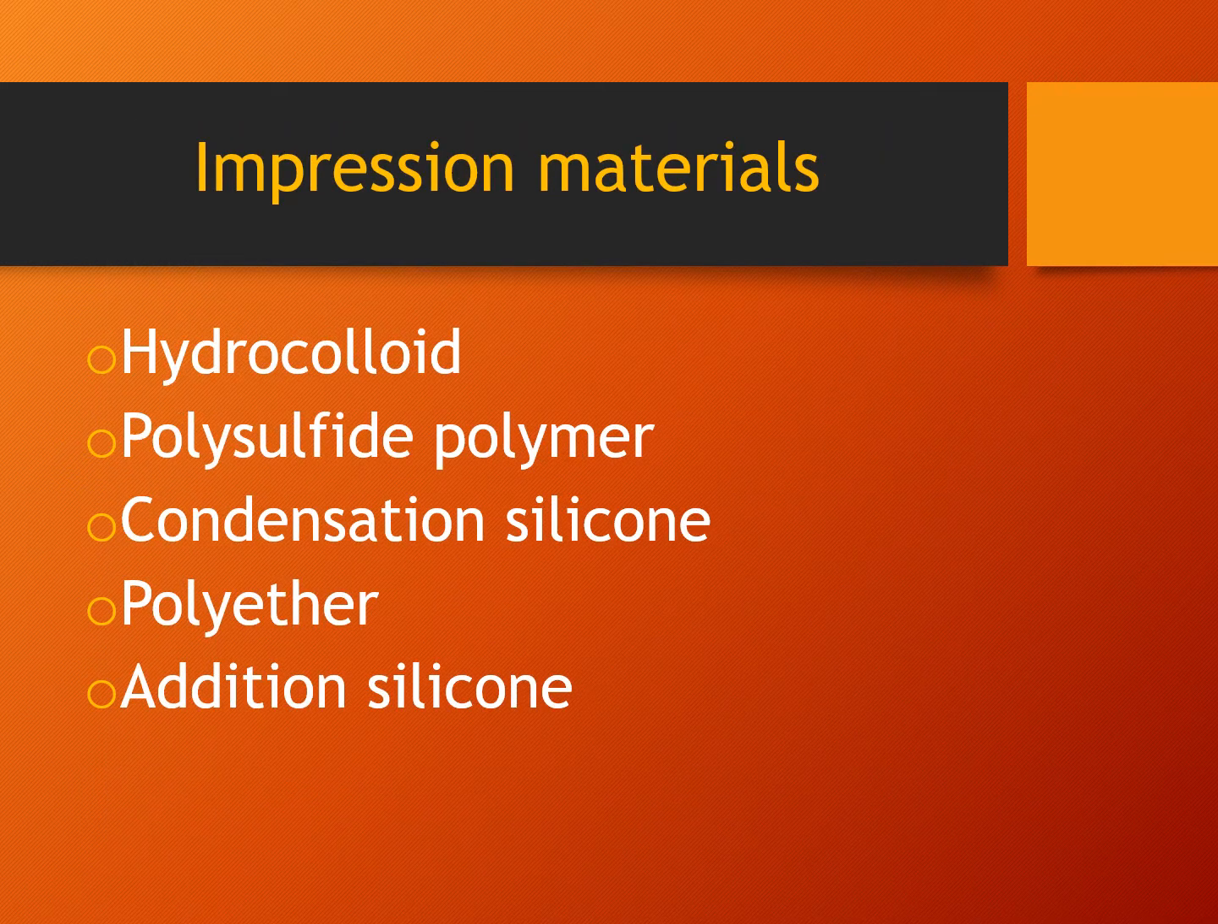Coming to the different types of impression materials, there is an extensive variety of materials for making a precise negative mold of soft as well as hard tissues. In order of their historical development, they are the hydrocolloids, that is the water-based impression materials, which are classified into reversible and irreversible. Then comes the polysulfide polymer, the condensation silicone next, followed by polyether, and finally the polyvinyl siloxane or the addition silicone impression material. So now let us see one by one in detail.